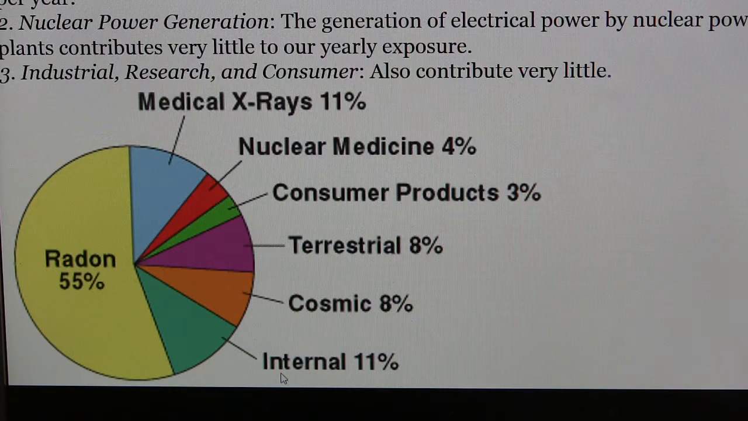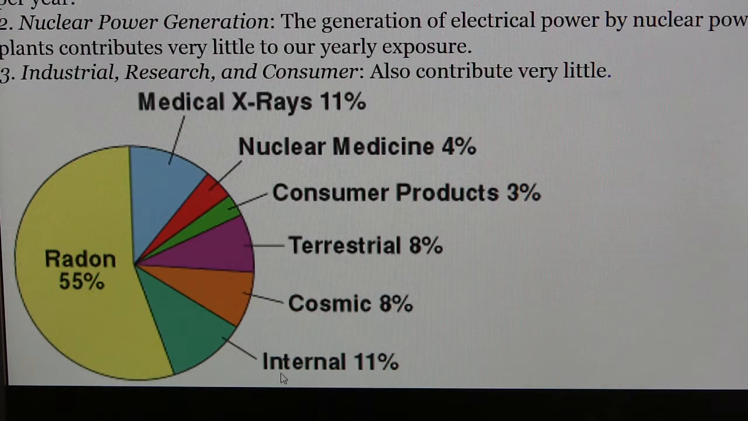Okay, the last slide here. This is just to give you some idea of how much radiation is out there in terms of man-made radiation. And we see here that the one that we're most concerned with is medical X-rays. About 11% of all radiation that's created by man is from medical X-rays. Nuclear medicine, again, that's the isotopes we were talking about earlier, is responsible for some of it as well. Consumer products, terrestrial radiation, cosmic and internal that we just talked about. And notice on the left, 55% of radiation is from radon.